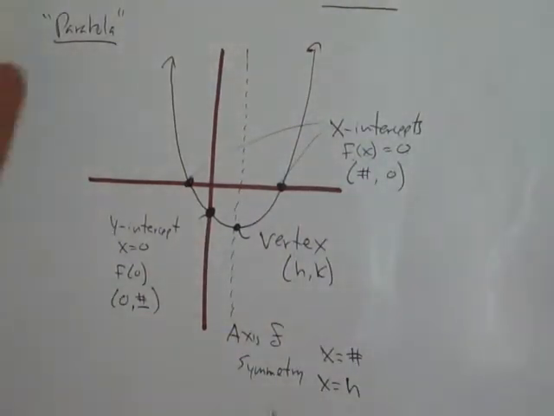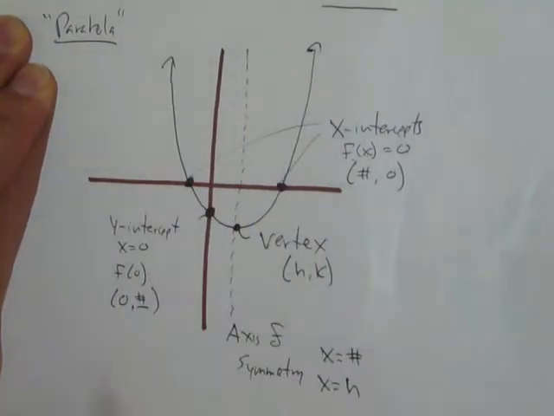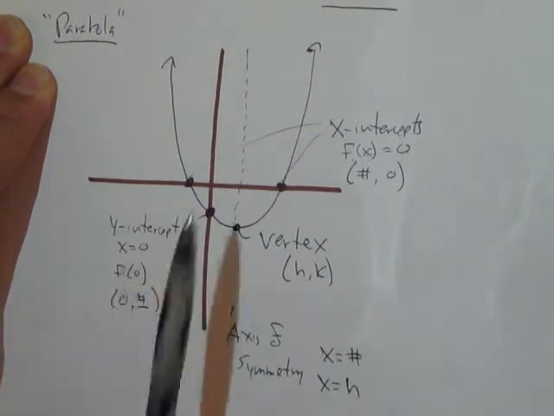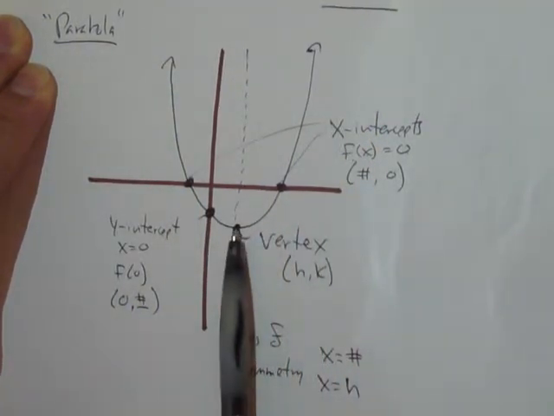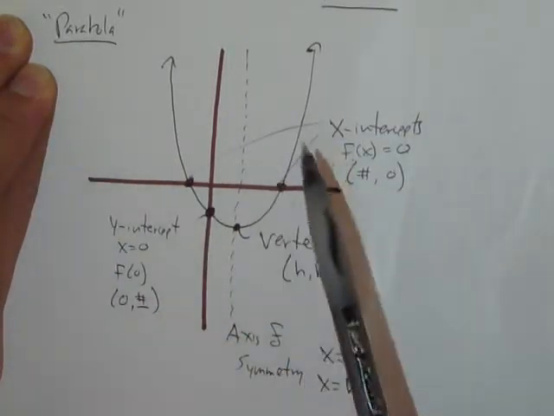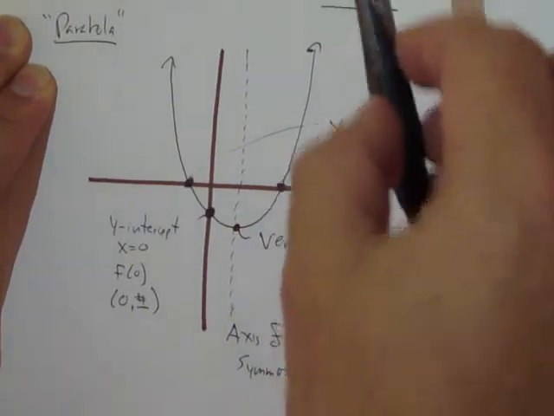Something else we got to look at is this point right here, the vertex. This parabola happens to be opening up. If you start from the vertex and go out in both directions, these lines keep going up. They're increasing, kind of all over the place.